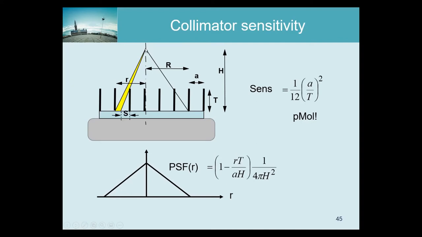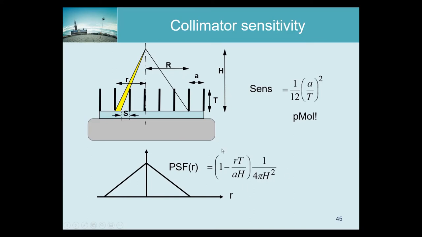So suppose the point source is here, and then we can compute for every distance r, how much shade this septum will produce on the detector. So photons that travel in this yellow triangle will actually reach the detector, and the ones here will not reach the detector, so there is a shadow here. And that shadow, you can easily check, is proportional to r times t divided by h.